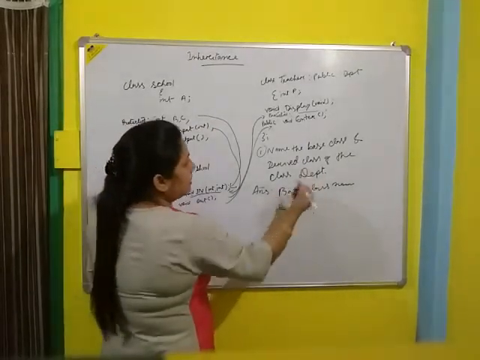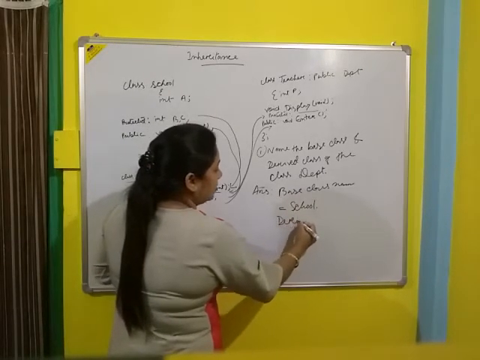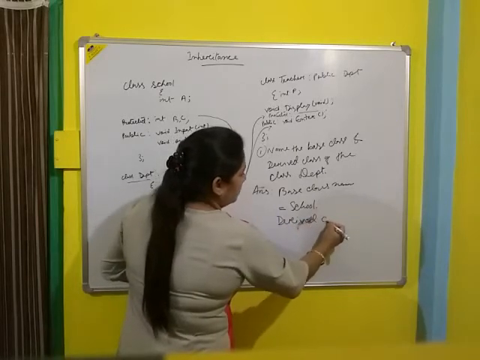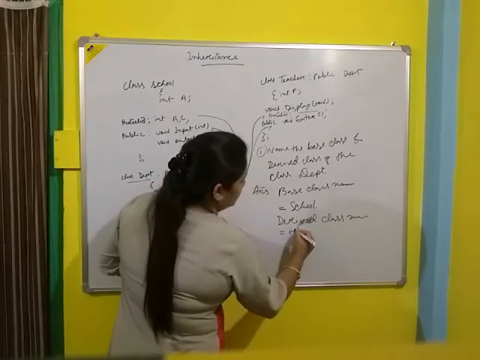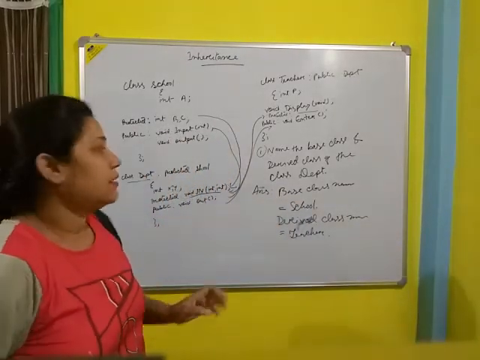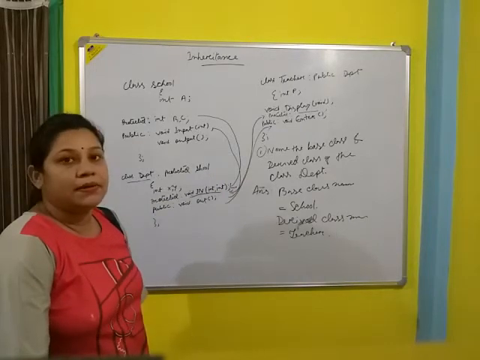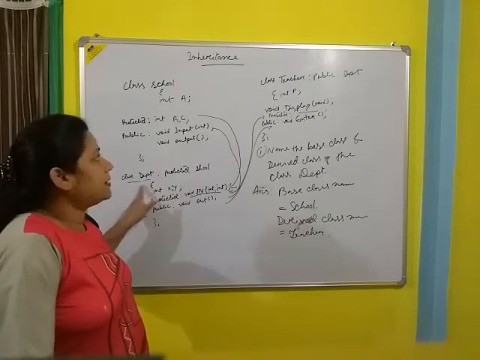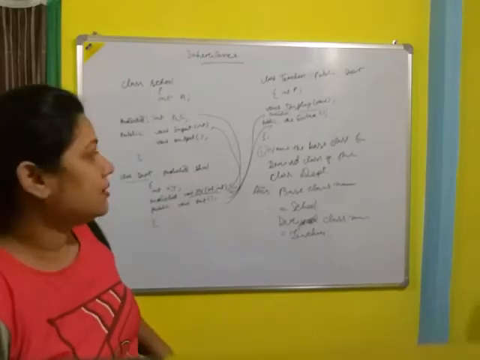So the next answer of the question, the derived class name is teacher. Okay, the first question is solved. The name of the base class of the class department is school, and the name of the derived class of the class department is teacher. Okay, now move to the second question.